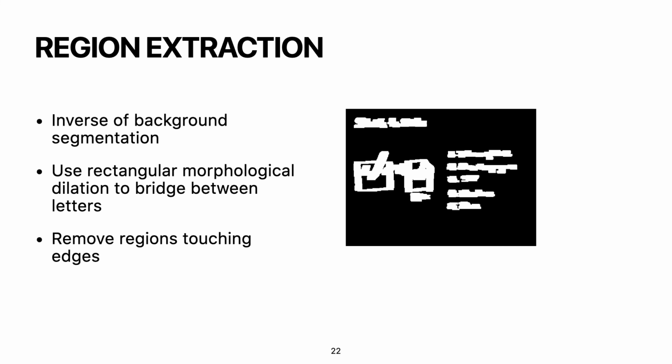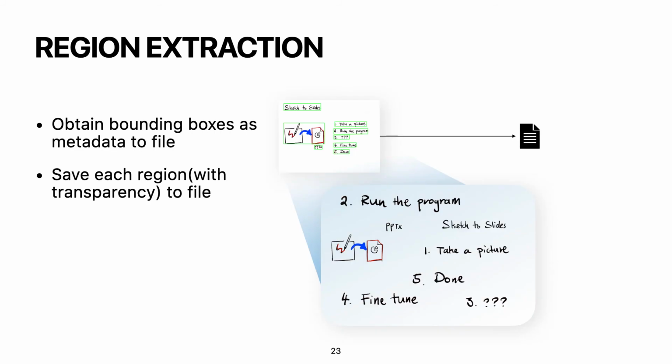Lastly, the next step is region extraction. So we invert the background segmentation and use rectangular morphological dilation to bridge between the letters so that it all appears as the same region. Then we remove the regions touching the edges, and then we can obtain bounding boxes for each of the regions and write them as a metadata file. And for each region, we can also write the image as a sub-image to file.